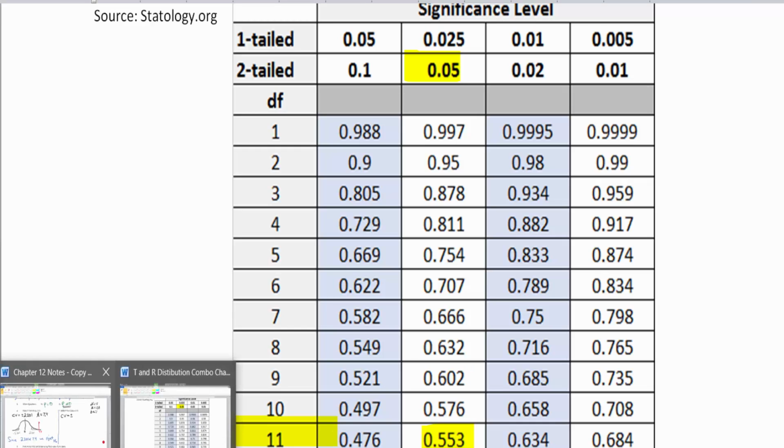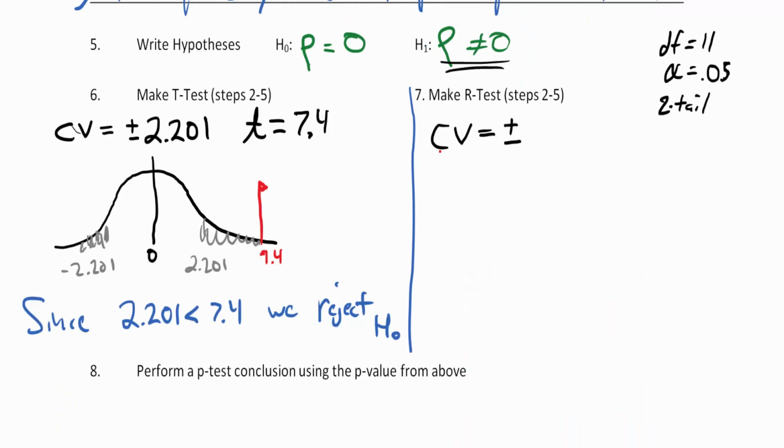Okay, back to the problem. Okay, so here we have our problem. We found that from the chart it was plus or minus 0.553. This is step 2. Step 3 would be figuring out our R value, which the calculator gives us as 0.91. Wow, that is much higher than this. Well, here is step 4.